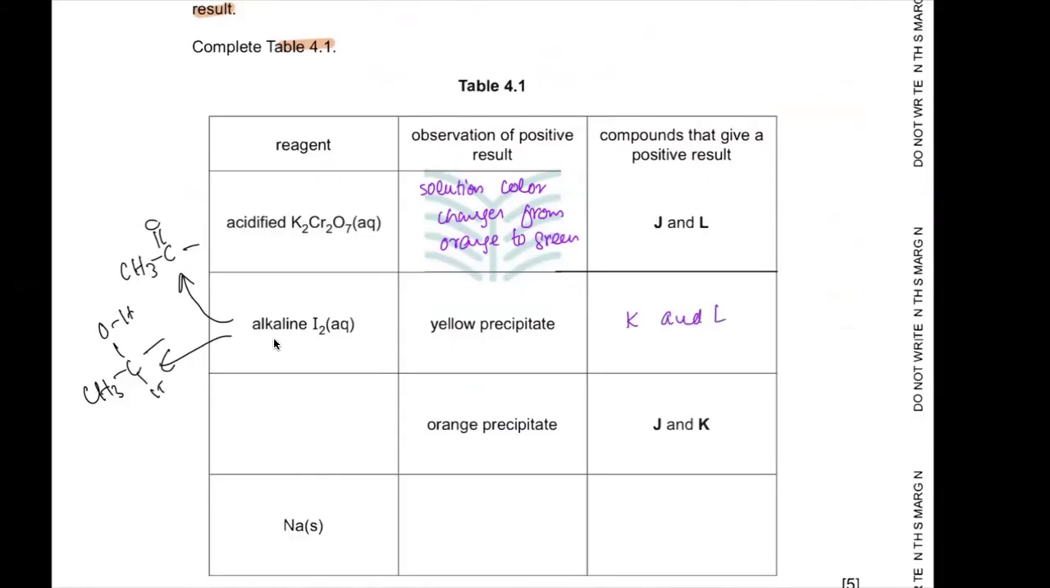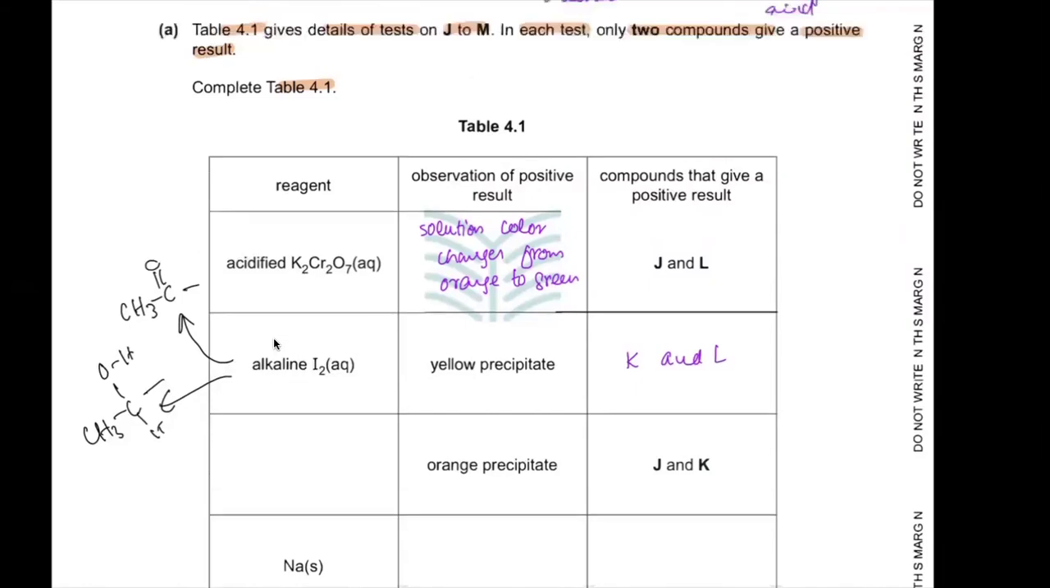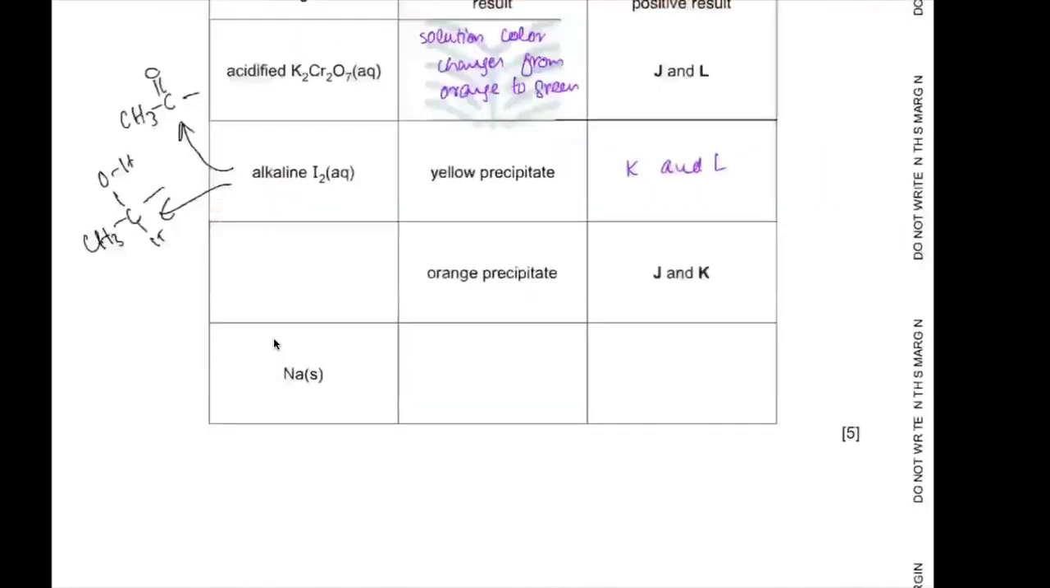Okay, J and K are giving... sorry. Sir, will an aldehyde also give the iodoform test? No, only this aldehyde having this group, not all other aldehydes. Okay.